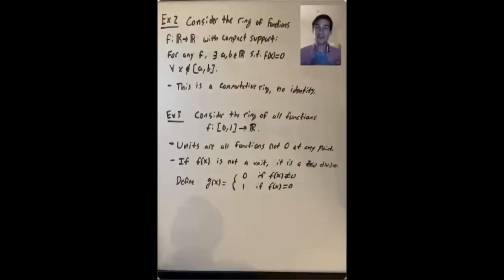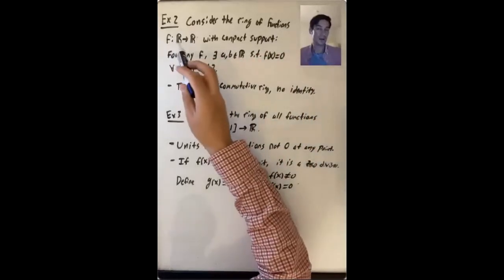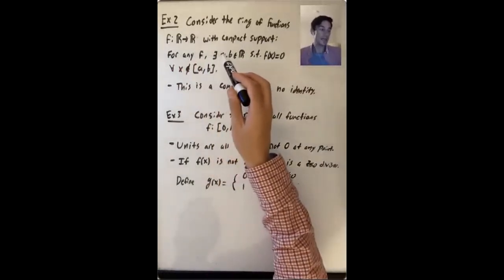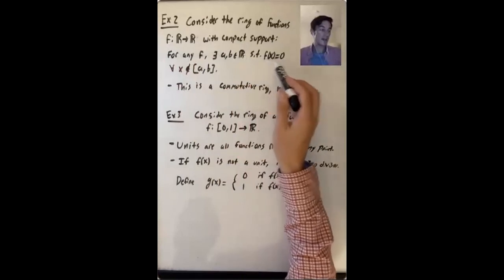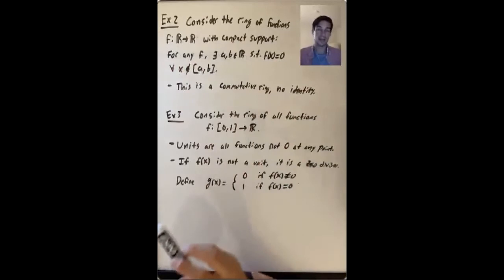I just want to briefly mention two other examples that come from rings of functions. Let's consider the ring of all functions f from R to R with compact support. So what does that mean? For any function f, we want there to be an a and b in R such that f of x is 0 outside of the closed interval between a and b. So every function f can be non-zero at most on some closed interval between a and b.